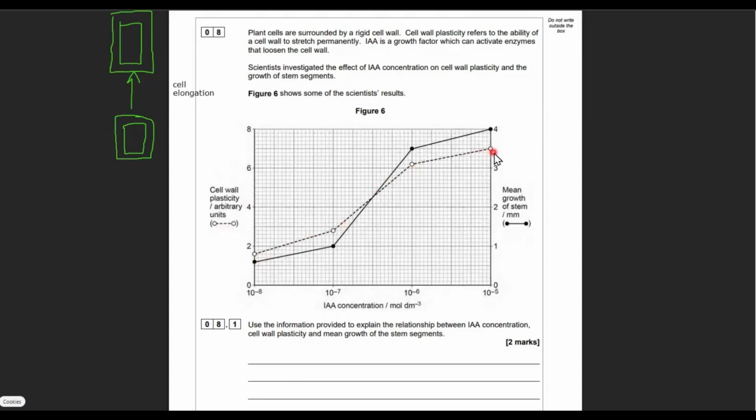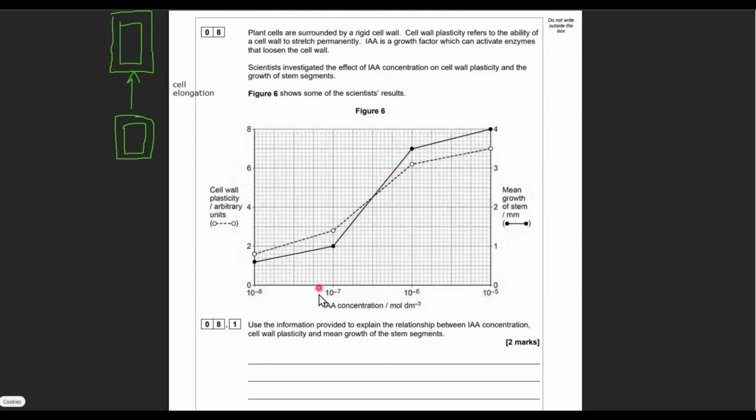So it's one of these biology graphs where you have 2 y-axes. Make sure you only read cell plasticity from the left and mean growth of stem from the right hand side. And then at the bottom on the x-axis we have the IAA concentration, 10 to the minus 8 all the way up to 10 to the minus 5. So it's increasing the concentration as we go from left to right.